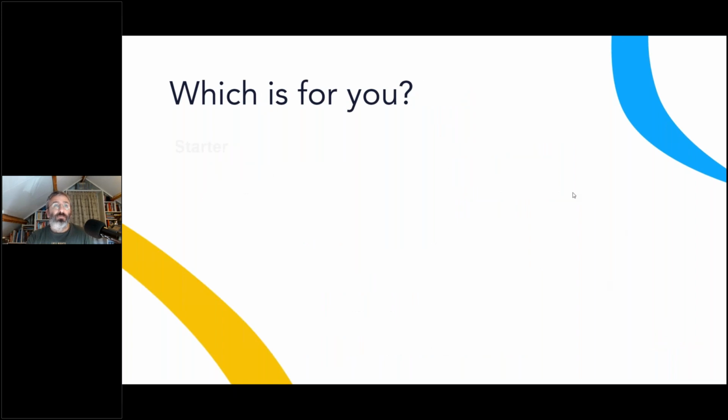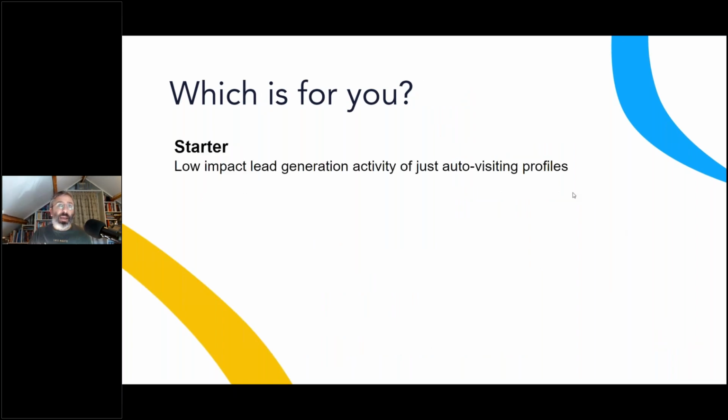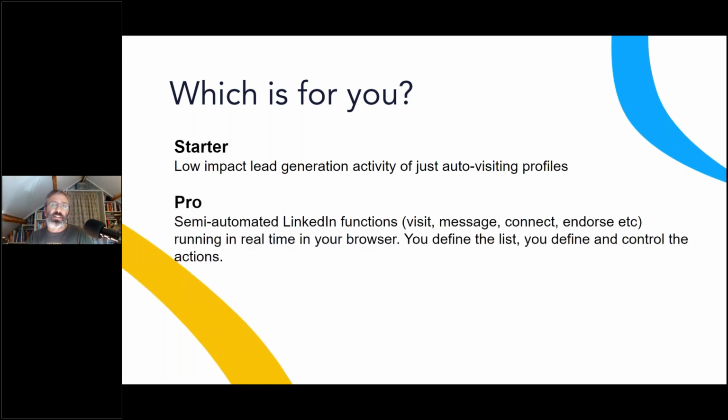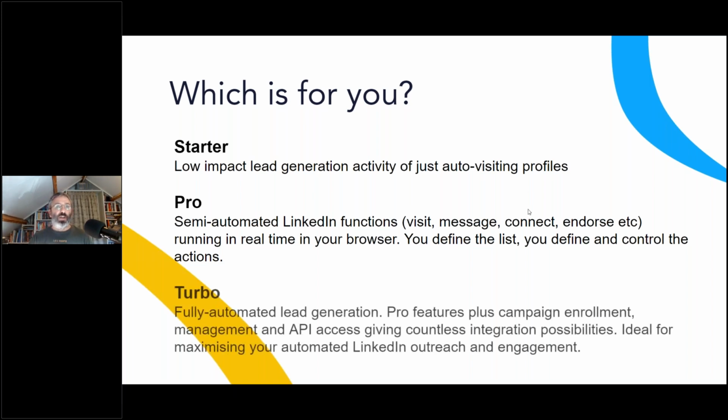Which one is for you? So the Starter is the low impact lead generation activity, auto visit, auto visit, auto visit. That's all you can do with it. With Pro, you have your semi-automated LinkedIn functions, the messaging, the visiting, the connecting, the endorsing, runs in real time. You define the list and you control and define the actions. Turbo, that's where you unlock all the fully automated lead gen activities. Gives you the campaign enrollment, the API access, the integration possibilities, etc. And that's where you can really unlock the power of LinkedIn.